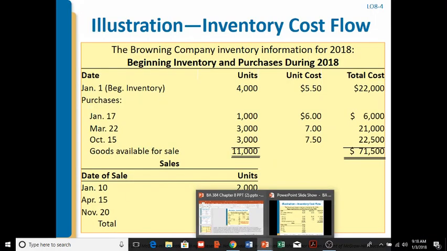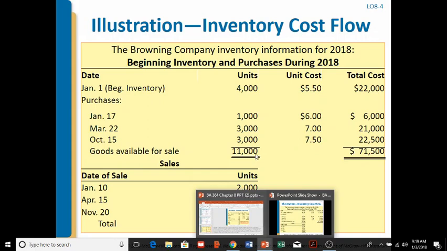All right, so we have this illustration here. Browning company inventory information. Beginning inventory 4,000 units at $5.50, total cost of $22,000. During the year, they purchase, on January 17th, 1,000 units at $6 per unit. So prices are going up. So add $6,000. March 22nd, they purchased 3,000 units at $7 per unit, so $21,000. And October 15, 3,000 units at $7.15.